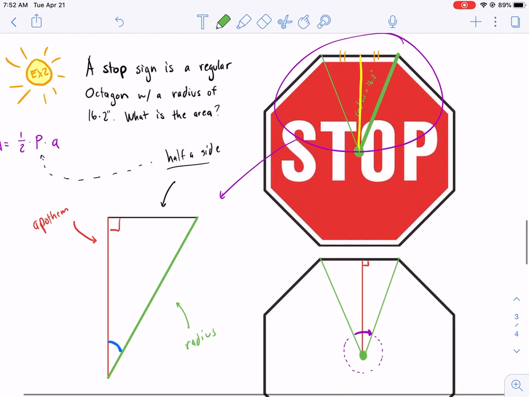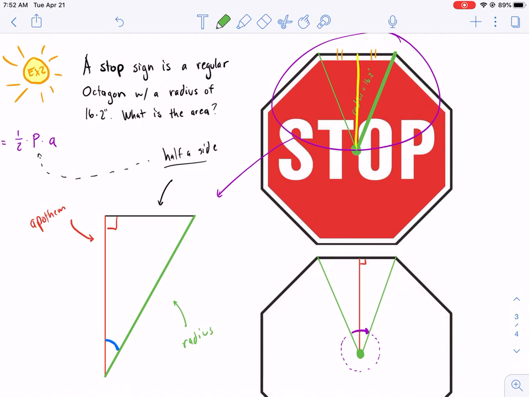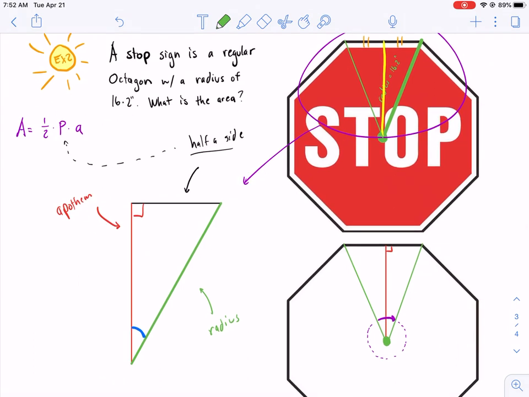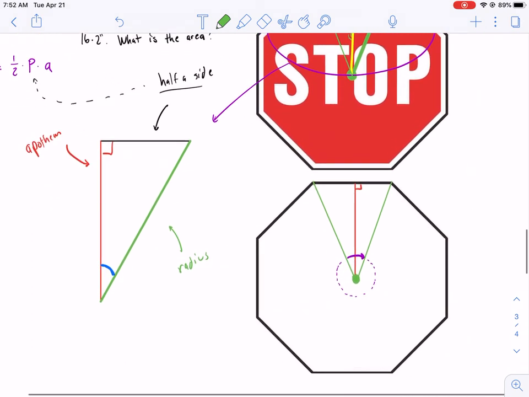Now, how do we go about this? We're not given any angles. All we're given is the radius. And so we don't have our apothem. We don't have half a side length. So we have a lot of work to do, it appears.